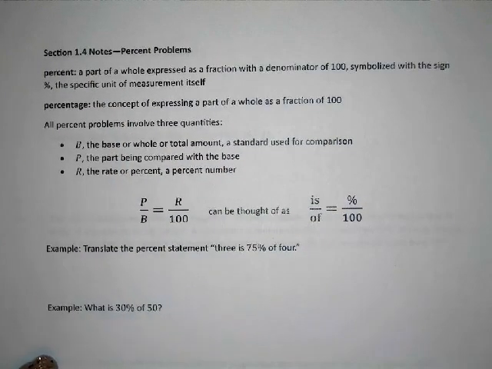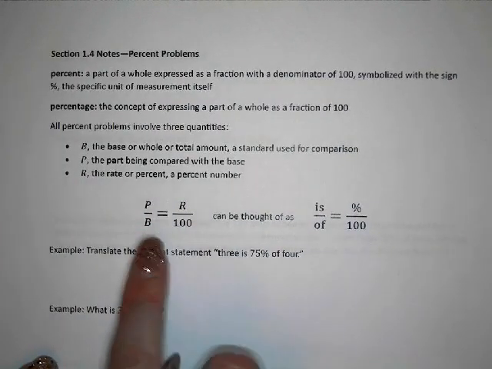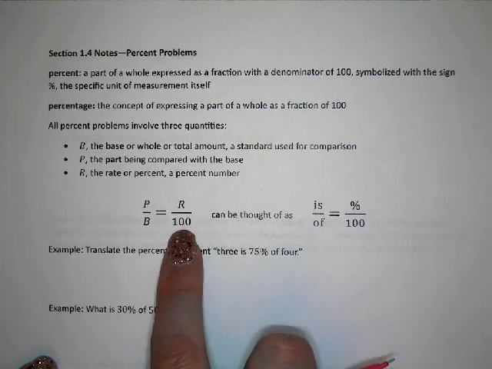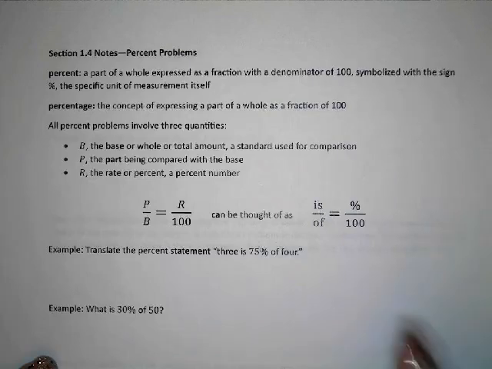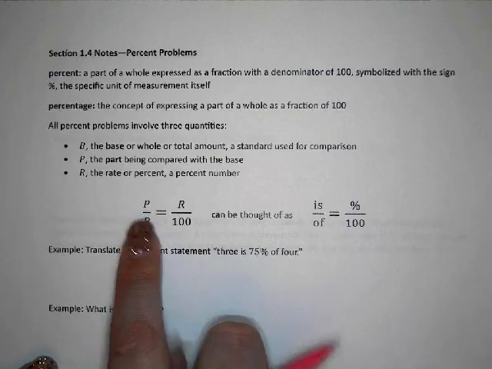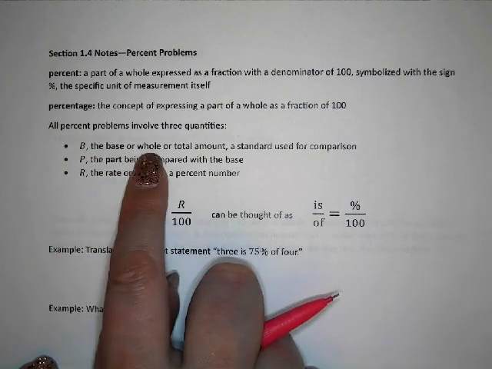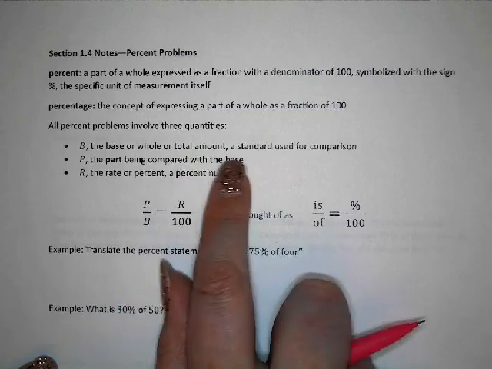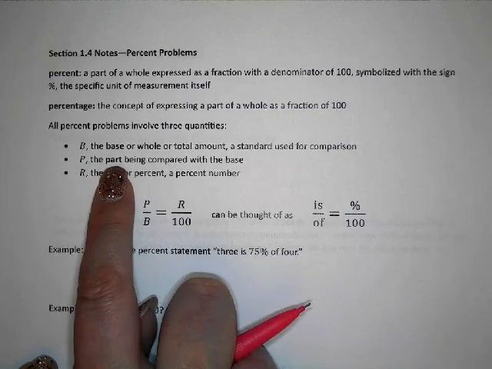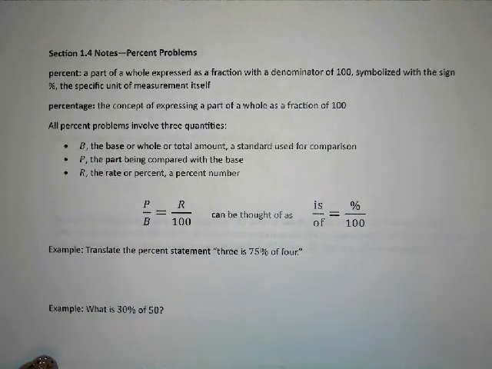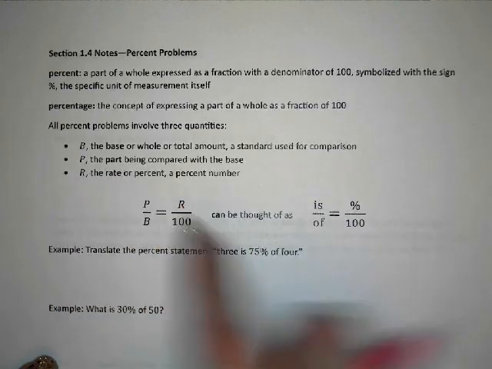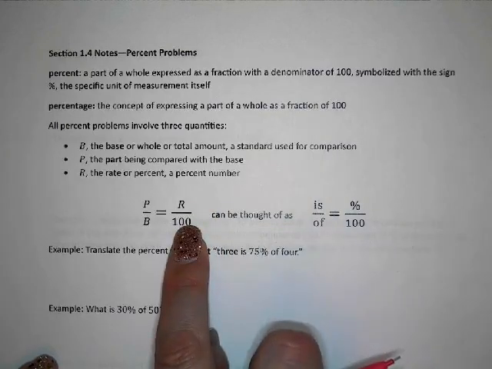All right, all percent problems involve three quantities. So we're going to express these problems as a ratio using two fractions, but one part of one of the fractions is always going to be 100 because these are percent problems. Here are the three different parts that we can change each time. The first is B, the base or the whole or total amount. It's our standard that's used for comparison. P is the part that's being compared to the base. It's the smaller portion. And then R is the rate or the percent number, and that's what's going to go above the 100.